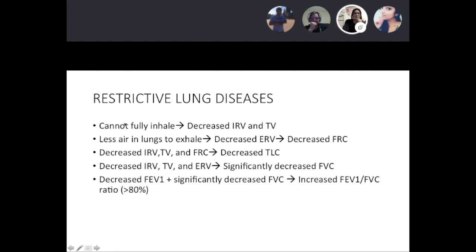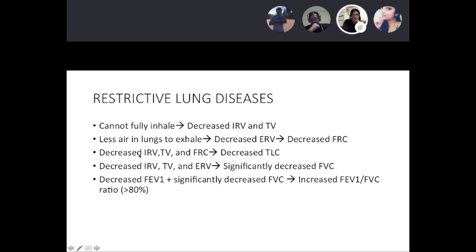Okay, let me go back one step. Because they cannot fully inhale, and the lungs are restricted so they can't expand, the patient is going to have a decrease in the inspiratory reserve volume and tidal volume. And as a result, since there's less air in the lungs to begin with at the breath, they're also going to have a decreased expiratory reserve volume. So what you don't inhale, you can't really exhale. And that also leads to a decreased functional residual capacity.